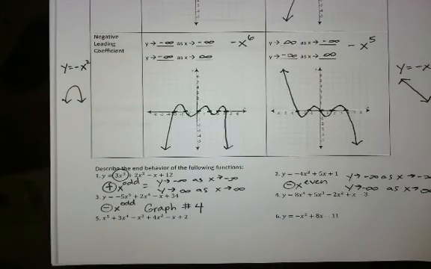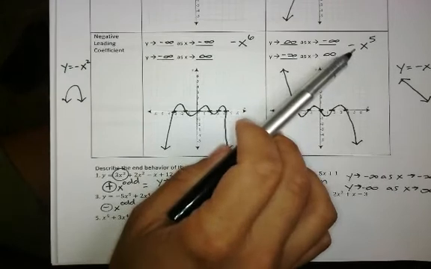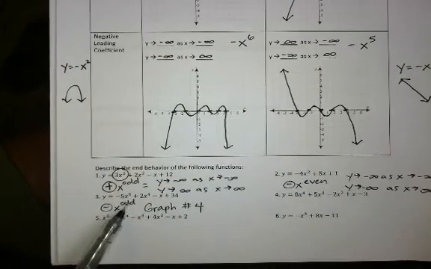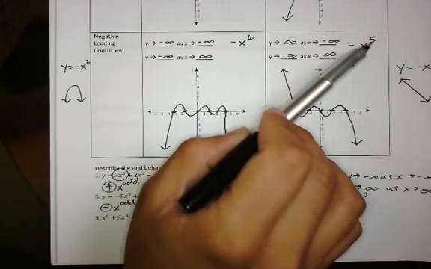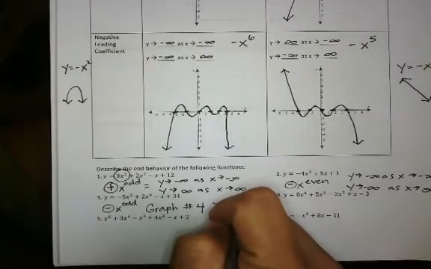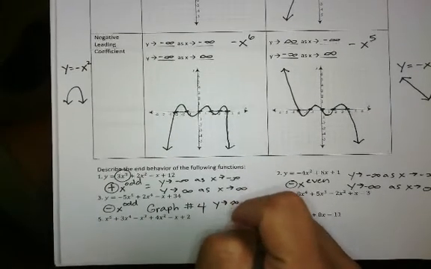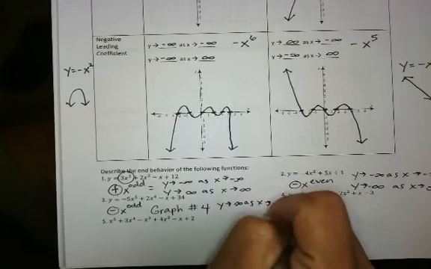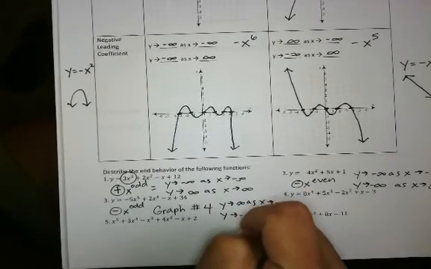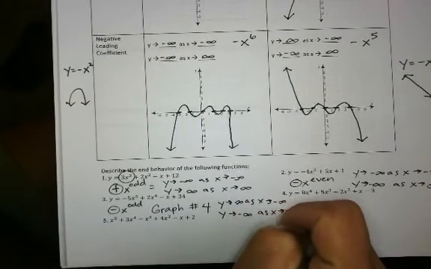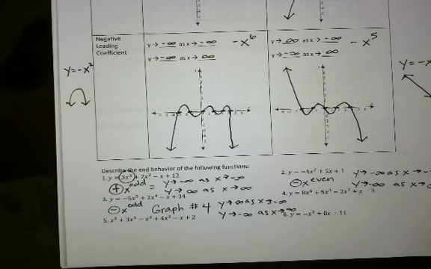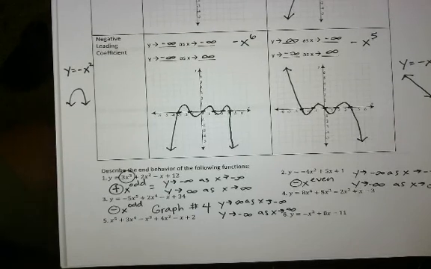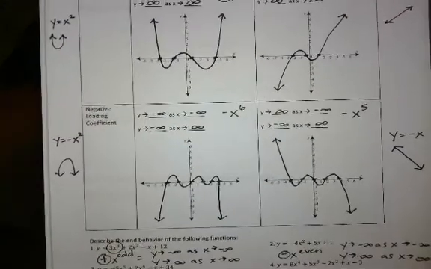Okay, so our answer would be graph number 4. The reason is because we have a negative, which we see here, and odd. 5 is an odd number. So we would write y approaches infinity as x approaches negative infinity, and y approaches negative infinity as x approaches infinity. Okay?